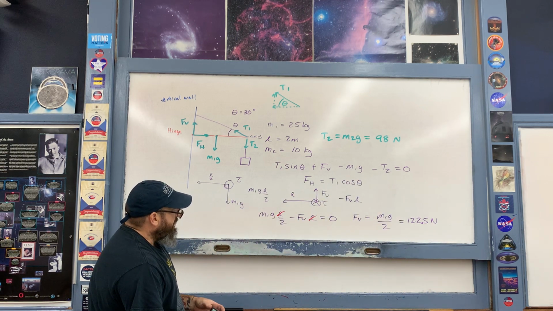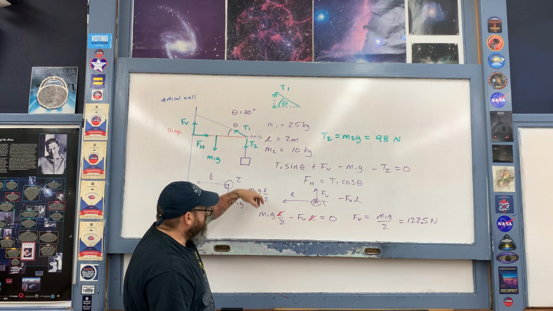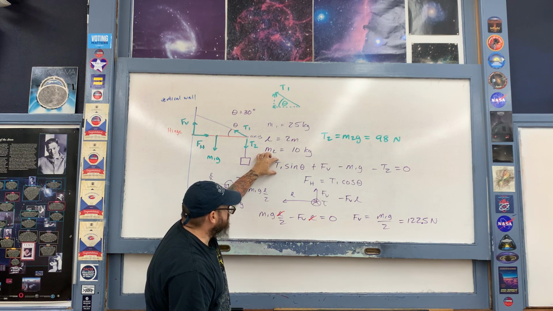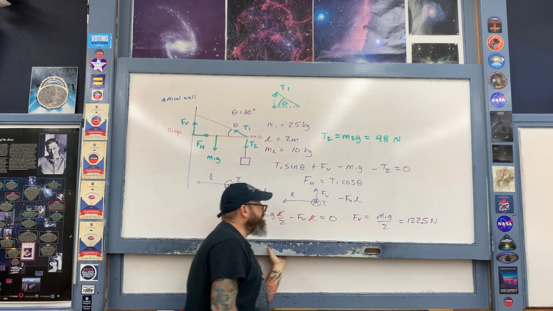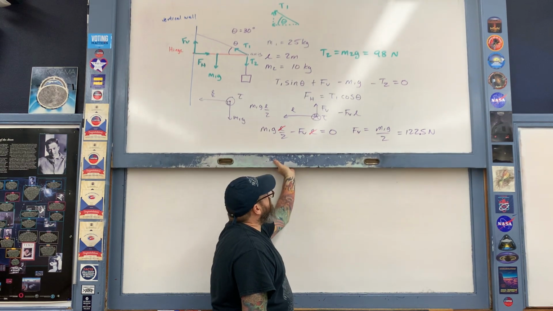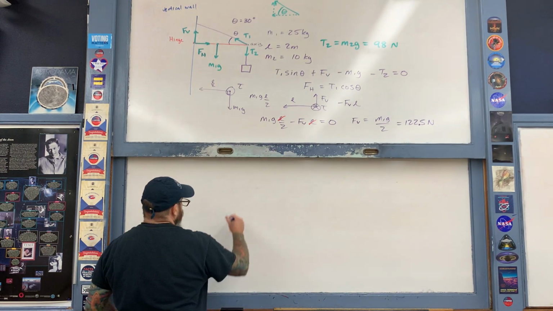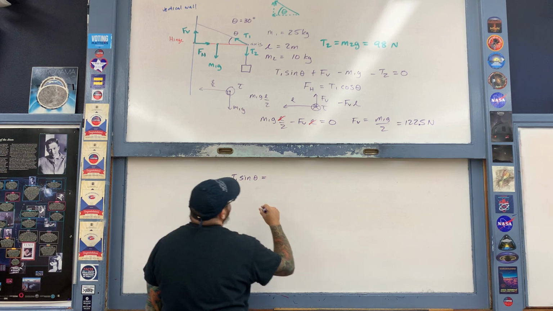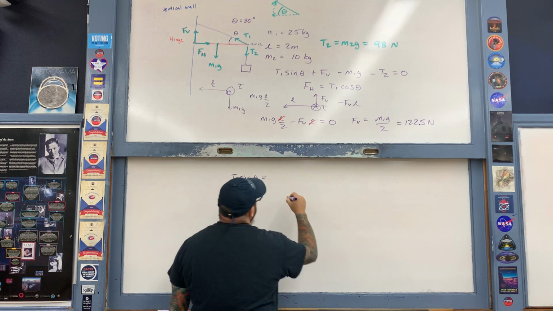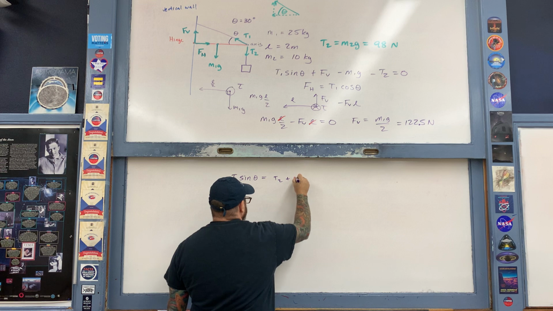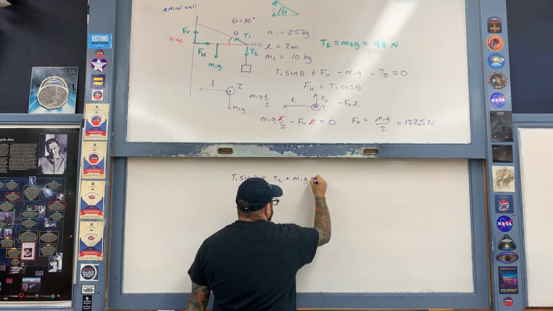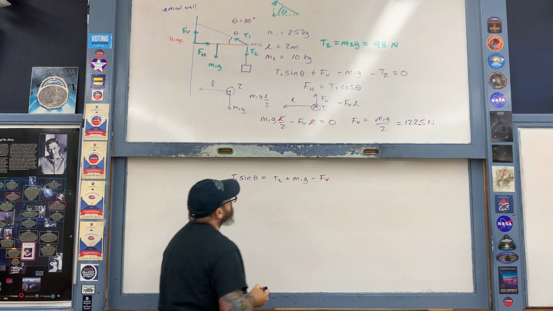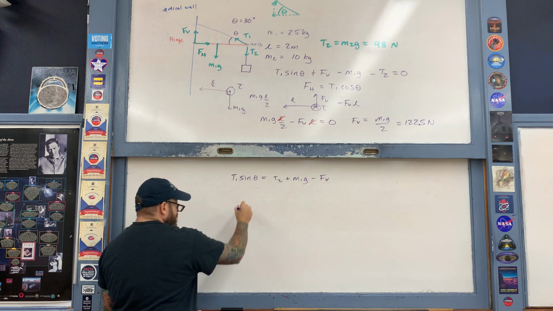Okay, and now that I have that value, let's then actually jump up to here and solve for T1. So we'll do that here on the lower board. So I'm going to go ahead and solve, first of all, for T1 sine theta. We'll move the forces to the other side of the expression. So T2 plus M1G minus FV, like so. Okay, divide by sine theta.